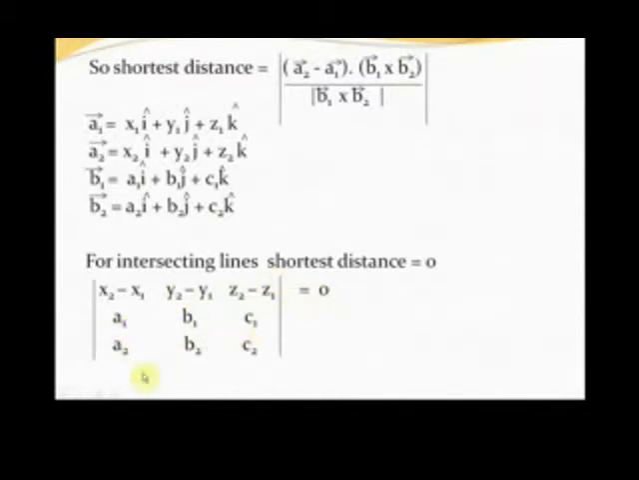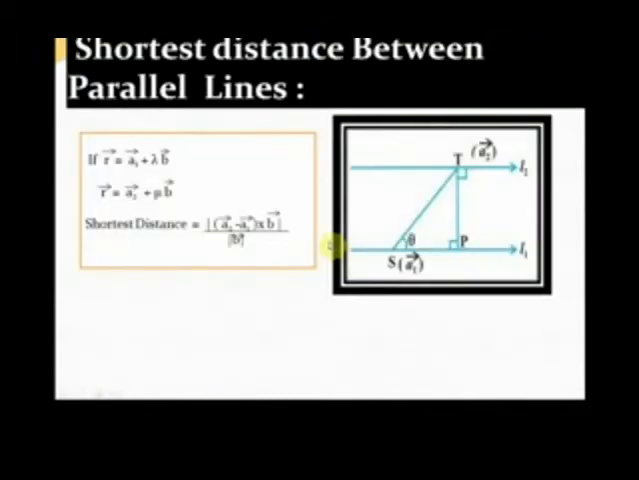Thus we can say that for intersecting lines, the shortest distance is equal to 0, and hence the determinant, elements of which are x2 minus x1, y2 minus y1, z2 minus z1, a1 b1 c1, a2 b2 c2, is equal to 0. Now let's try to find out the shortest distance between two parallel lines.